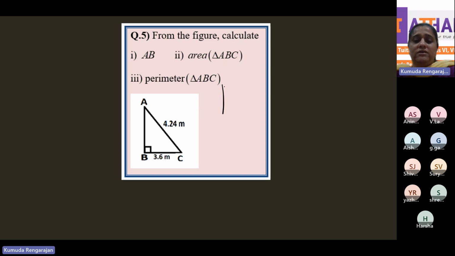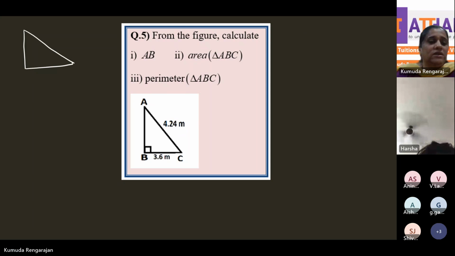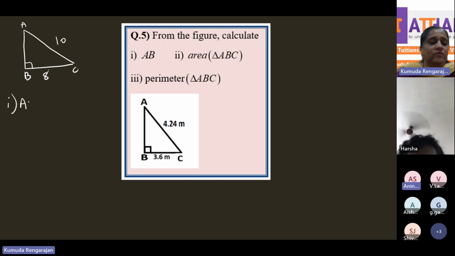So, okay, next question. Supposing this is 8 and this is 10. Children, we'll take a simpler question so that all of us understand the sequence of this answer. Let's take a similar triangle ABC, but with different values. So this is 8 and this is 10. Now, all of you find AB. What is AB equal to?